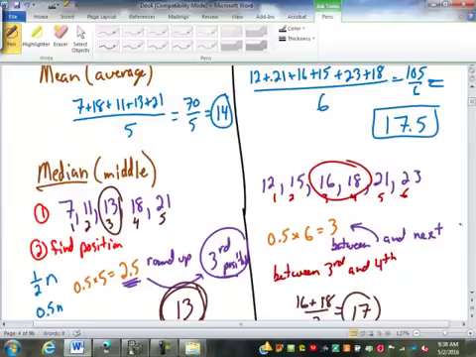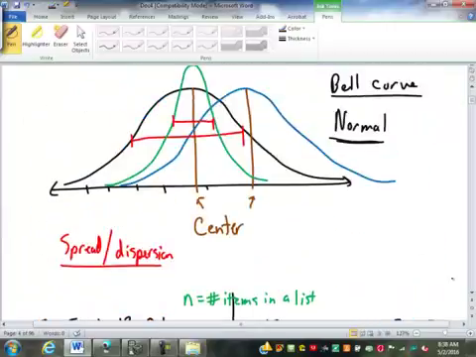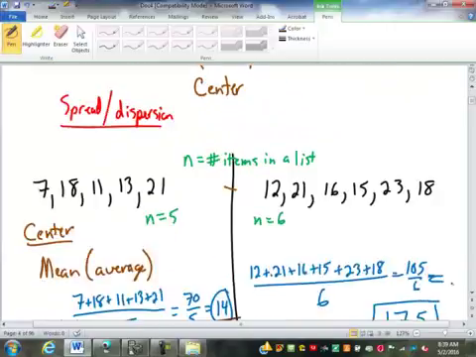You'll notice in both cases here, we had a mean of 14 and a median of 13. They're pretty close. Mean is 17.5, median is 17. Pretty close. If the data is really in a perfect bell curve, the mean and the median should be exactly the same. But since data usually isn't perfect, they should be close to each other.